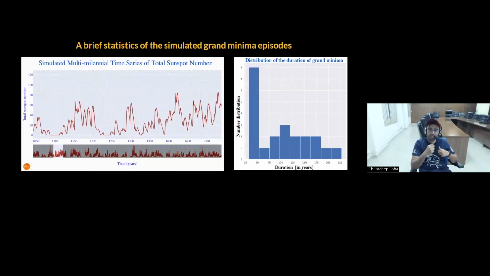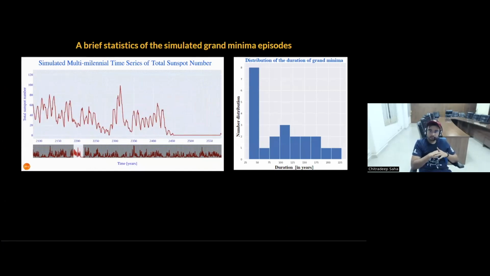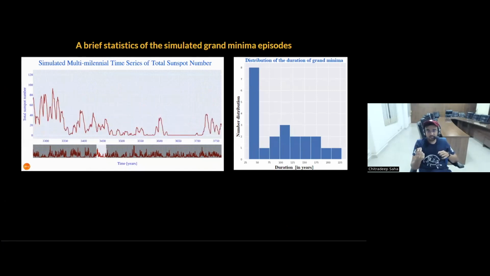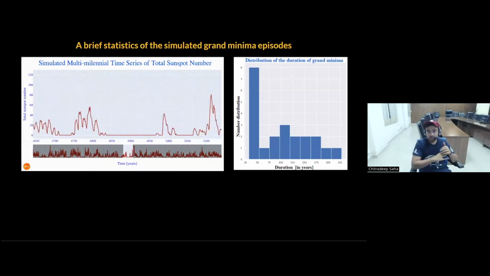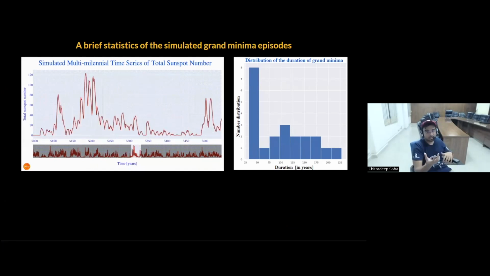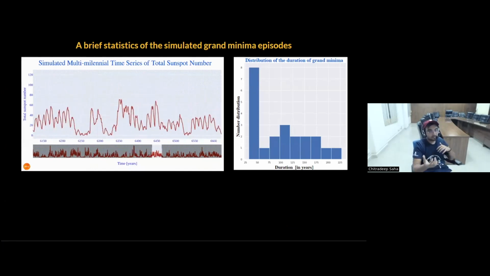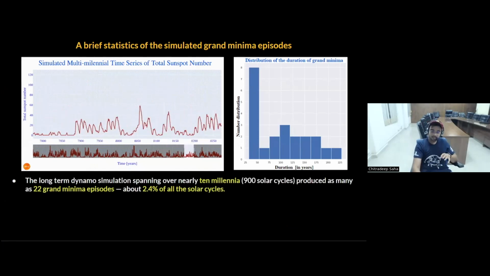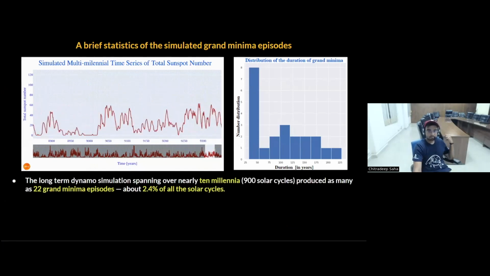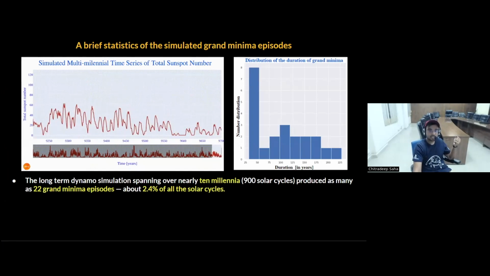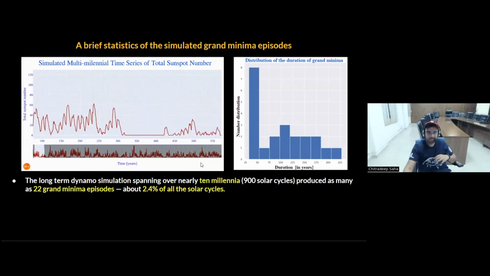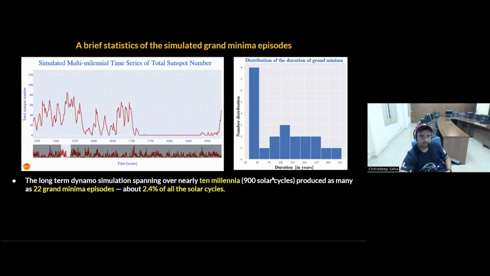Indeed, we can simulate such extreme activity phases, starting from grand minimum to grand maximum. What you are looking at on the left panel is the time series of 10,000 years of simulation of sunspot number, where you see many phases where you see barely any sunspots on the sun's surface. Let's say, for that matter, these phases.